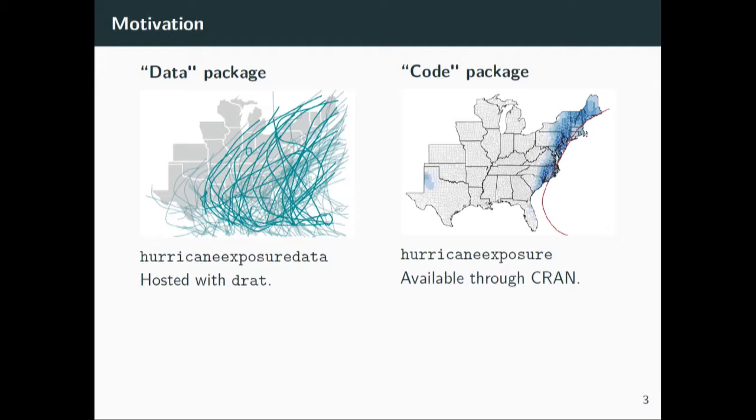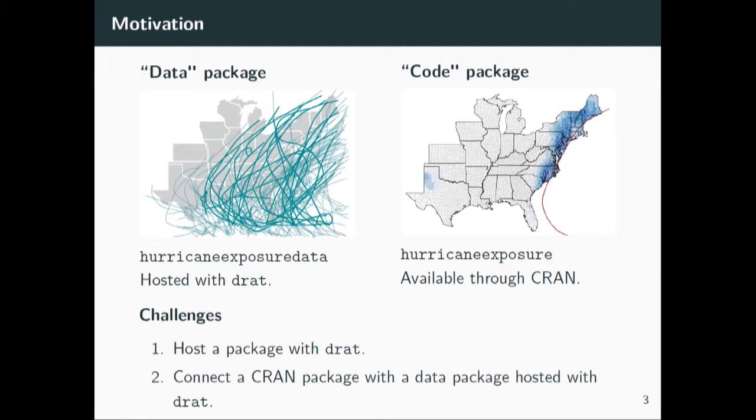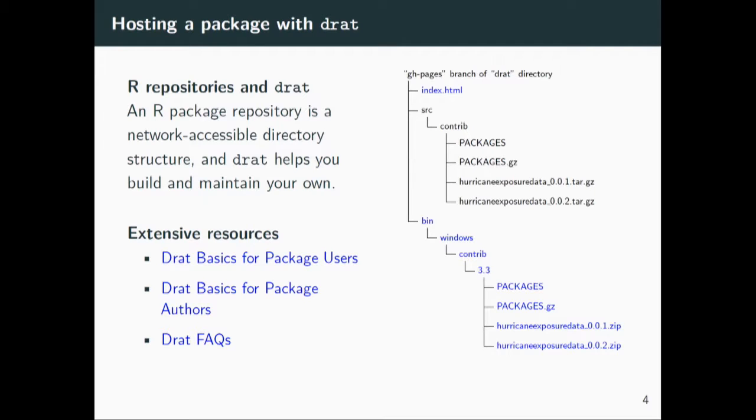So we decided to host that using some of the tools in the drat package, and at this point there became two challenges. We wanted to put the code package on CRAN so it was available to users in the typical way. So the first challenge was hosting the data package through drat, and the second was connecting a package on CRAN with a package that is hosted on a repository using some of the drat tools. So I'm going to break the talk up into these two parts. I'm going to talk first about the first challenge and second about the second, and I'm going to take a little break in the middle and tell a story about how wonderful the R community was and how I saw that through some of the work on this project.